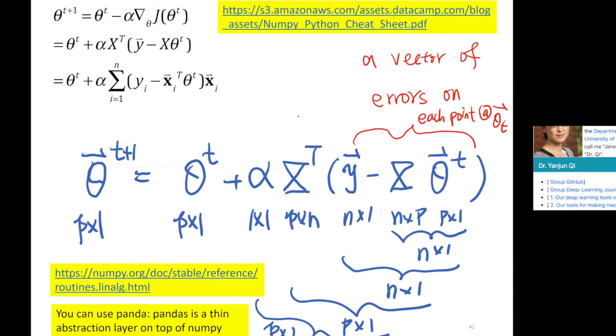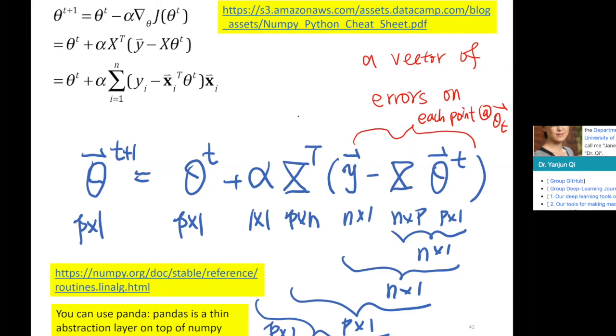Very importantly, you want to match the sizes. On this page I show you what the right sizes should be. For example, in the operation X theta, X is the training data, n times p, and theta is p times 1, together generating n times 1. The target y vector is also n times 1 because there are n samples in total. The generated X theta should be n times 1 too, otherwise this minus operation will not be allowed.